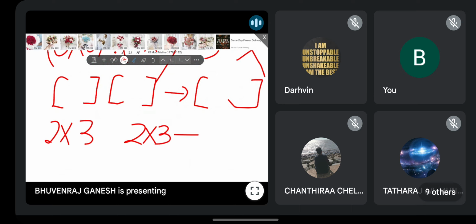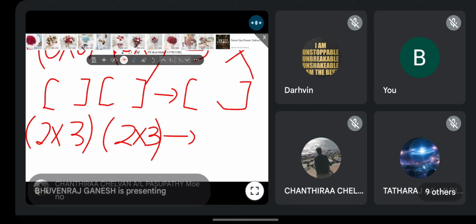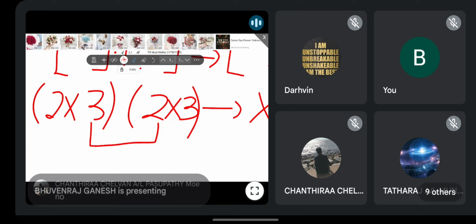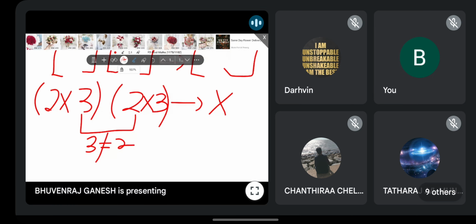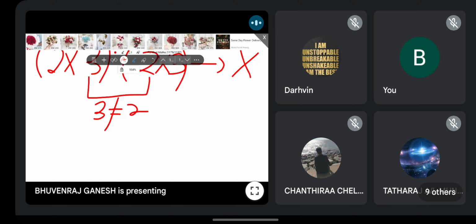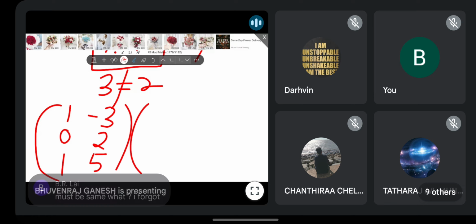Can I multiply these two matrices? Yes or no? Cannot, because the numbers here are not the same. 3 is not equal to 2, so we cannot multiply these two matrices. Understand? So now, let's say I give you all a live example of a matrix, to see whether you all can understand or not. Let's say we have something like this.